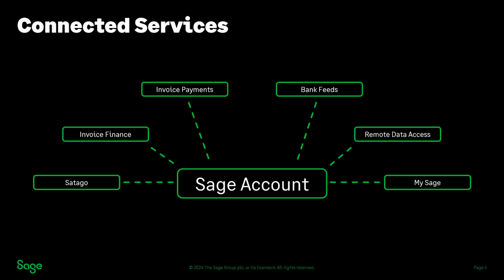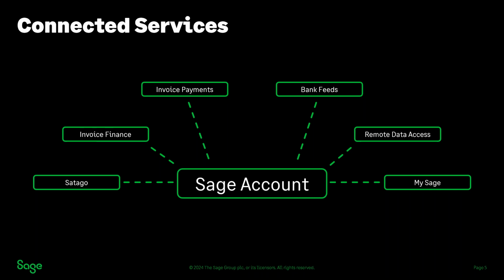Okay, so I'll hide that poll and we'll get stuck into it. I'm going to start with connected services. To use any of the apps and add-ons in the software, you must have a Sage account linked to your company. That's going to be the likes of if you're using Satago, Invoice Finance, Invoice Payments, Bank Feeds, Remote Data Access, and lastly, MySage, which is where you get access to your MySage invoices for your products.